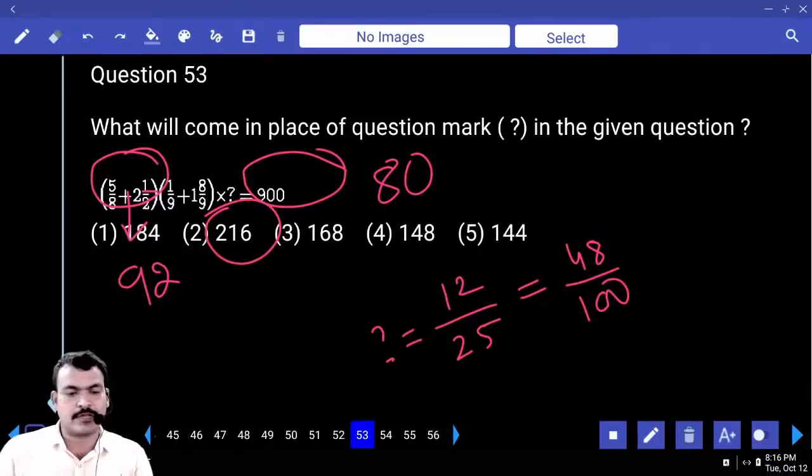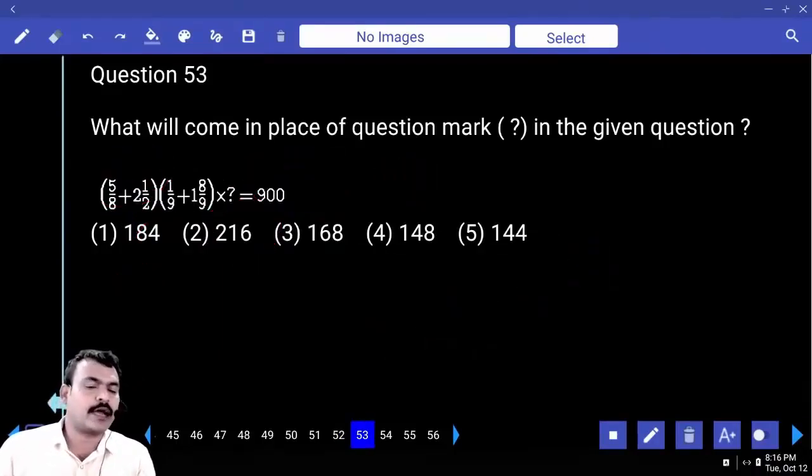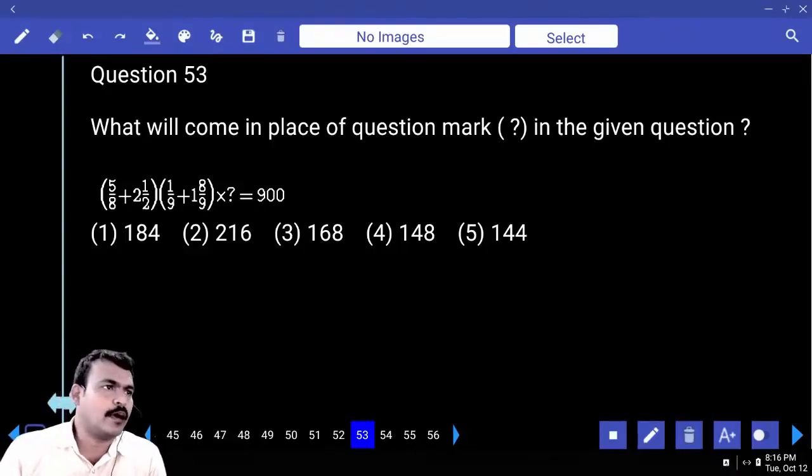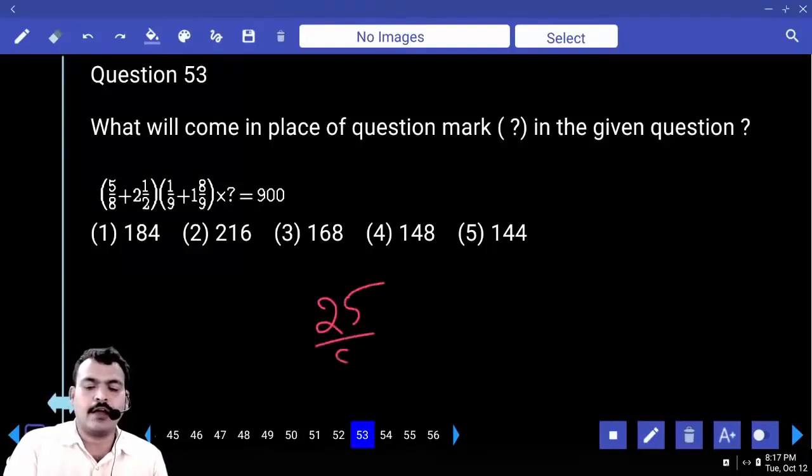Next question number 53. First priority, bracket values, or not? 2 and 1 by 2 is nothing but 5 by 2. But in one value the denominator is 8, and in another value the denominator is 2. Means it is also converted to denominator 8, or not? 5 by 2 is multiplied by 4 times, or not? 5 fours are how much? 20. 2 fours are 8, means 20 by 8. Already 5 by 8. Total it will be 25 by 8, or not?